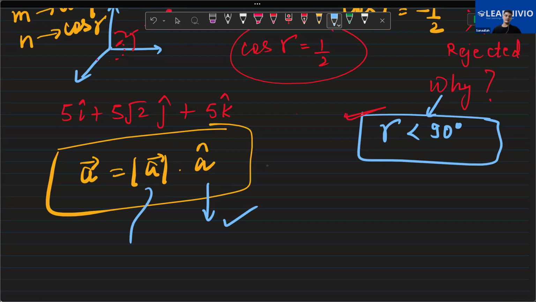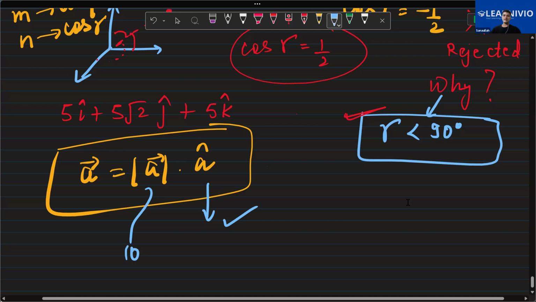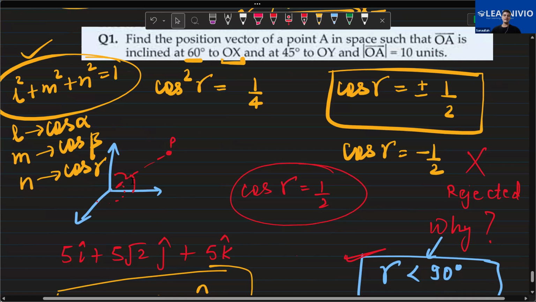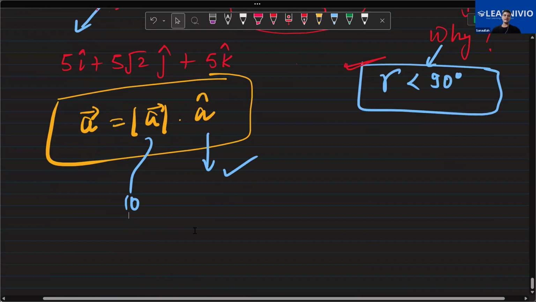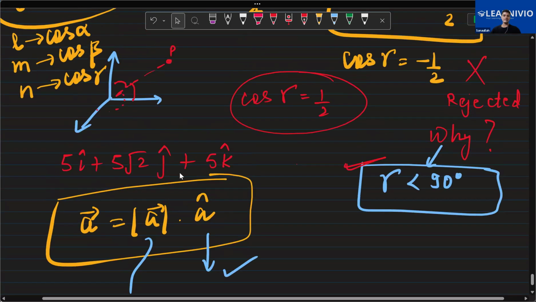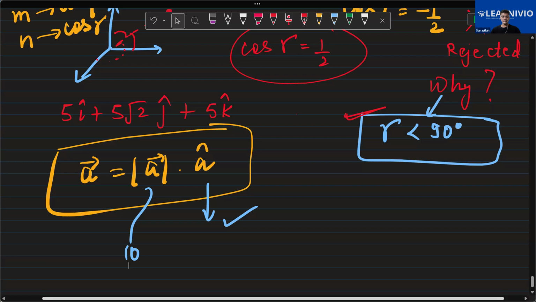You know this. Now this is already given, that is 10 units. Okay, so just multiply these two things. This is a scalar multiplication with the vector. Okay, so आपके पास ये आंसर आ जाएगा 5 i cap plus 5 root 2 j cap plus 5 k cap. Is it okay? Is it clear? Any doubts? No, sir. Okay.